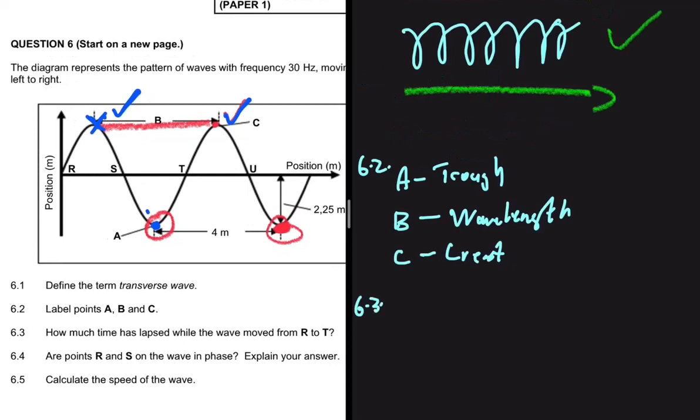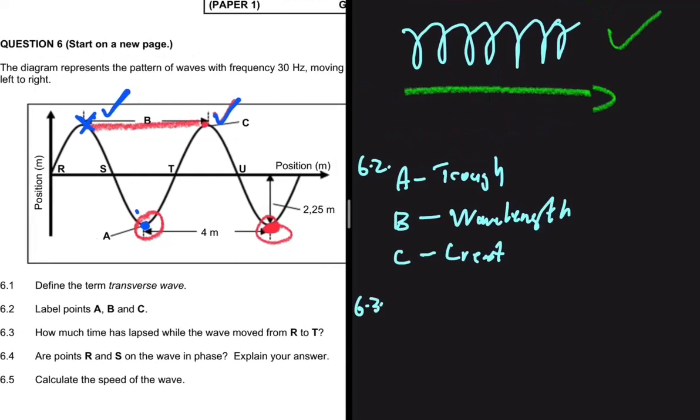6.3. How much time has elapsed while the wave moved from R to T? Let's just get rid of this and look at R to T. So we have R to T. From R to T, we have 2 points that are consecutive and are in phase.